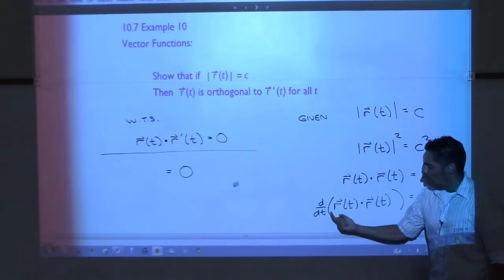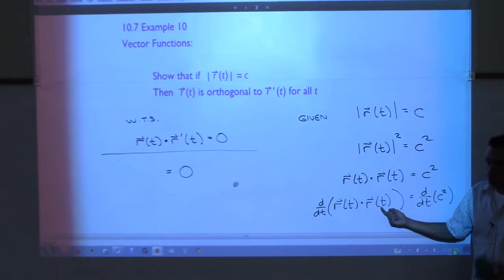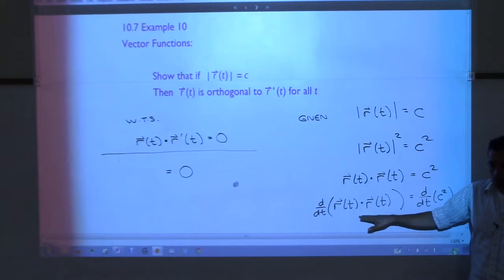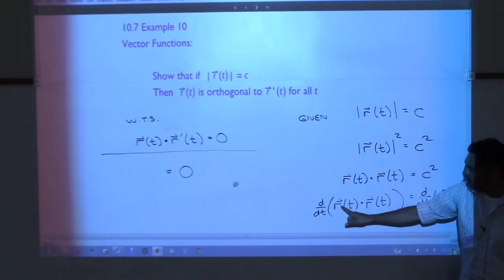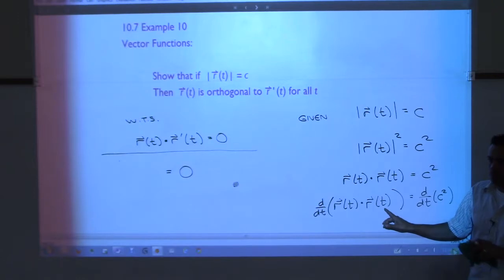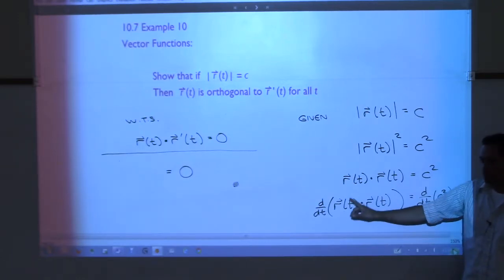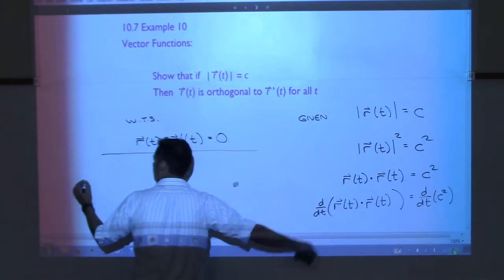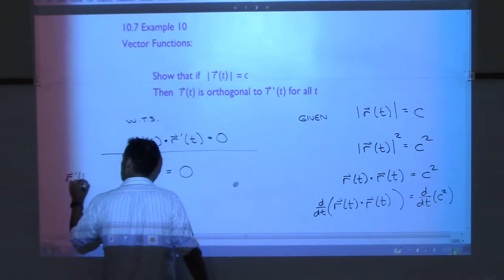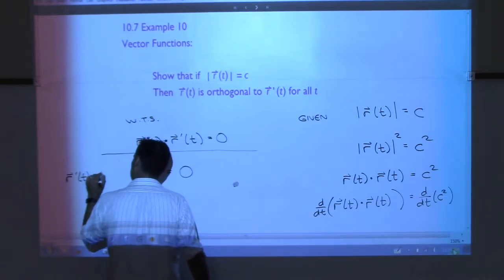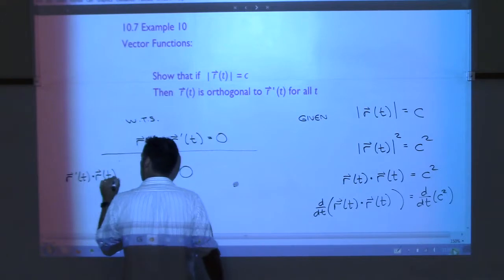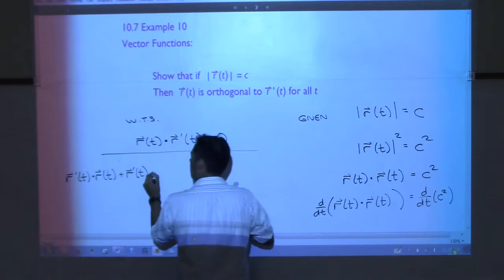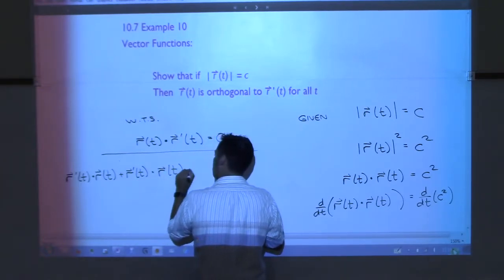And then how do we take the derivative of a product? Well, I gave you that property at the end of class last time. I brought up a bunch of properties, and what you use is the product rule here. So you take the derivative of this one, dotted with this one, plus this one dotted with the derivative of this one. But they're the same functions, right? So I get the derivative of the first one, r prime of t, dotted with r of t, plus, same thing, r prime of t dotted with r of t again, equals 0, right?